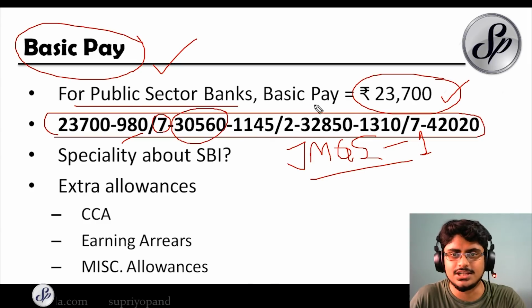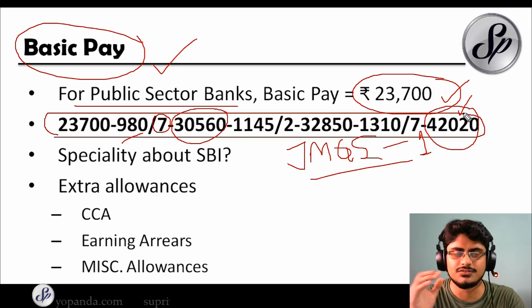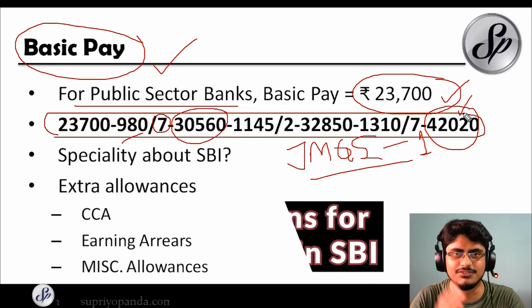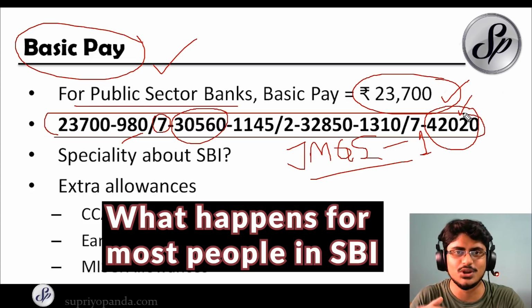1145, then it reaches 32,850, then 1310, 7 increments. Finally you will be reaching 42,020. So JMG1 at the end of the scale, the highest basic pay that the JMG1 can expect is 42,020. But usually, before that highest scale is reached, you are going to get promoted. So there is no need to look at that.